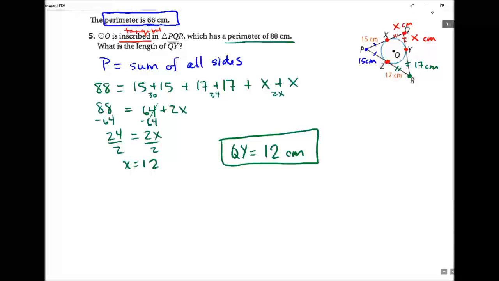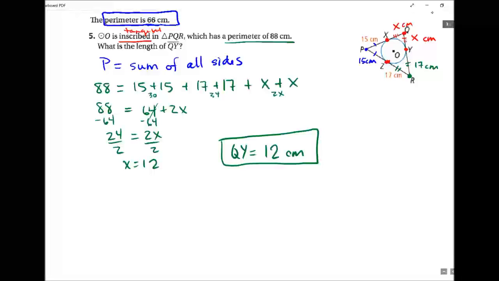Point R is a common point of those tangent lines, so we know those lines are congruent. I can label that one 17 centimeters. And up here, point Q is the common point outside of the circle, can't forget that, of these two tangent lines, so I know they are both congruent. We don't know what length they are, but in math, that doesn't matter, so I called both of those X centimeters long. We know that the perimeter is the sum of all sides. I always write out my formula because we are told the perimeter is 88 centimeters. I substitute it in.